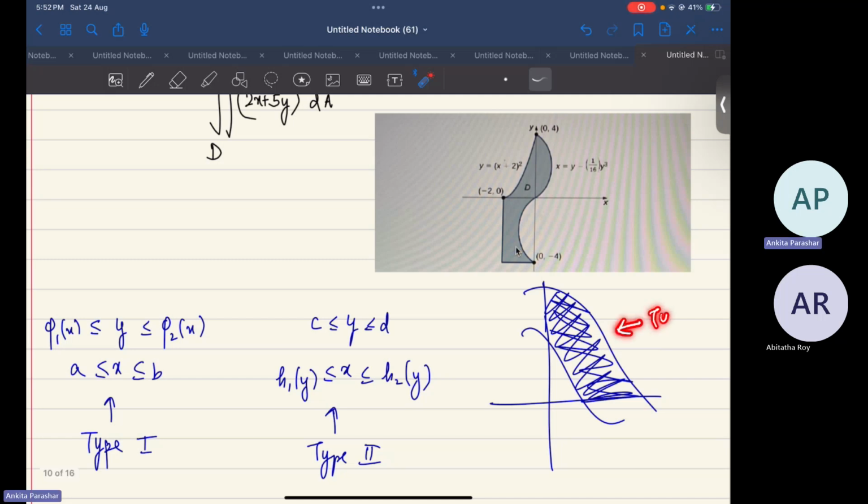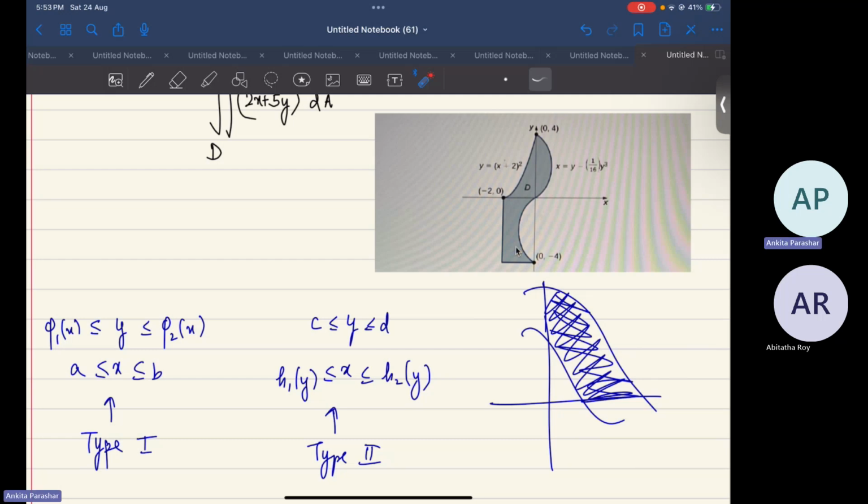This, for me, is type 1. Now, why is it not type 2? When I start cutting the graph by drawing lines parallel to the x-axis, this is the first curve which cuts, and this is the final curve which it cuts. For me, this is phi 1 of x, and this is phi 2 of x. Till this point, I have these two curves, this is my phi 1, this is my phi 2. But as soon as I cross this part, this is my phi 1, this is my phi 2, and clearly this curve and this curve are two distinct curves.